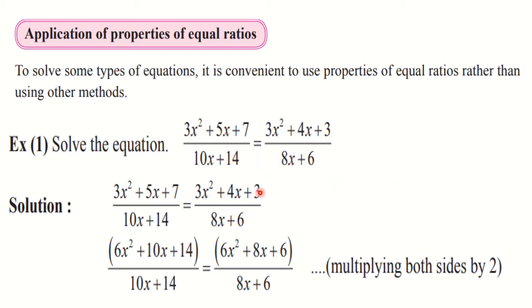Okay. So see the first one. Solve the equation (3x square plus 5x plus 7) upon (10x plus 14) is equal to (3x square plus 4x plus 3) upon (8x plus 6).